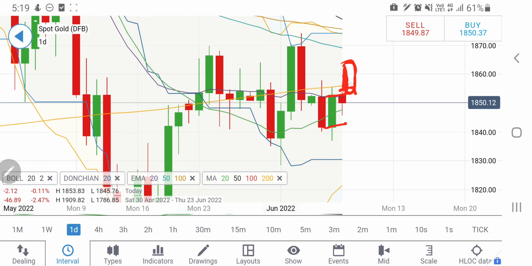It means 1865 and 1870 levels can be achieved. Somewhere between 1865 and 1870 will be achieved. If it trades above 1855, one can definitely remain long.